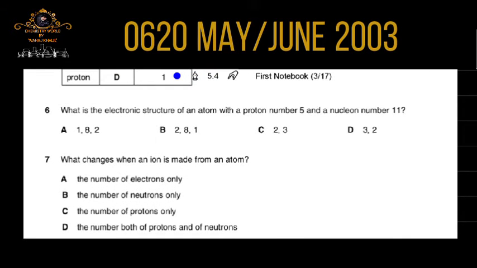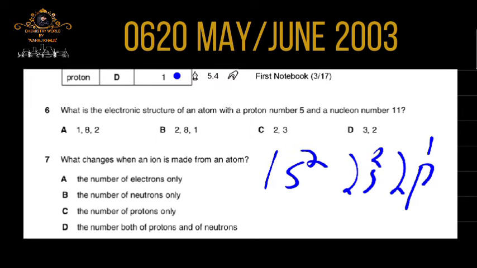What is the electronic structure of an atom with a proton number 5 and a nucleon number 11? Nucleon number means mass, atomic mass. So protons are 5, so electrons are also 5. As we know, it is 1s2, 2s2, 2p1, so 3 plus 2, 5. So option C is the right one.